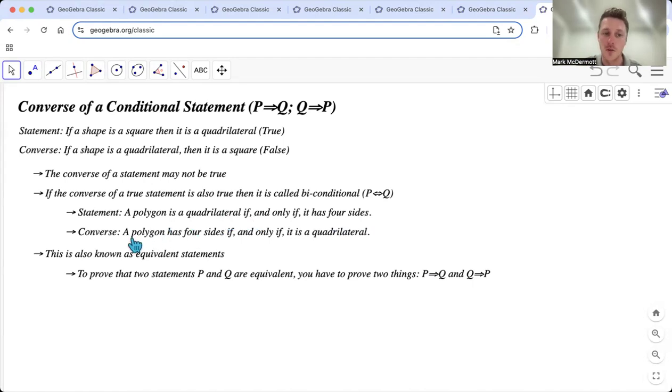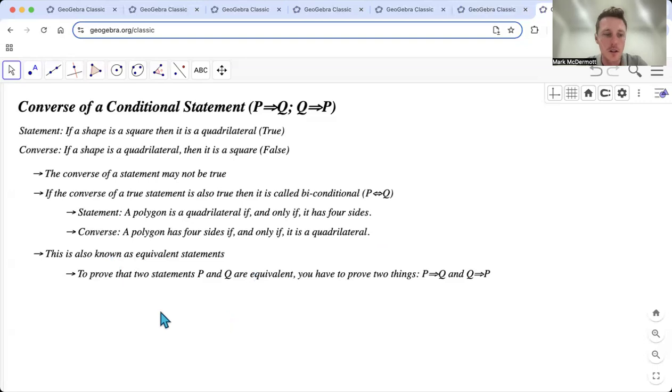The converse of that would be: a polygon has four sides if and only if it is a quadrilateral. That's also true, and I encourage you again to think about that. A polygon has four sides if and only if it is a quadrilateral. These two statements are biconditional, also known as equivalent statements.